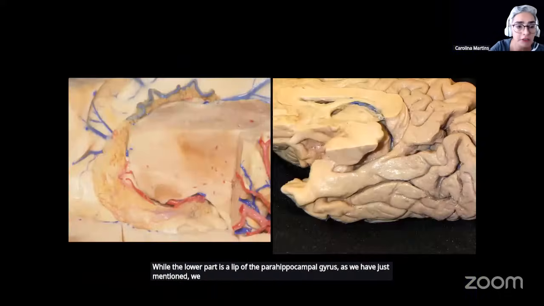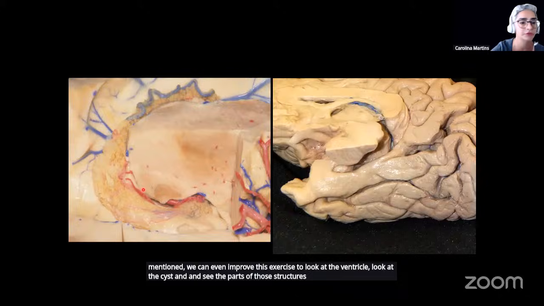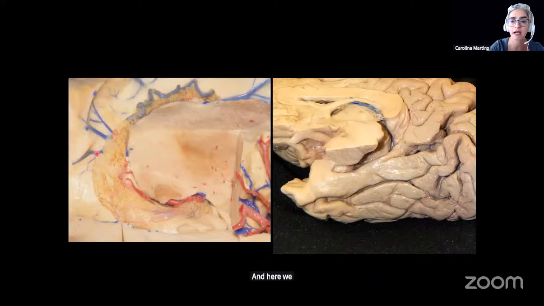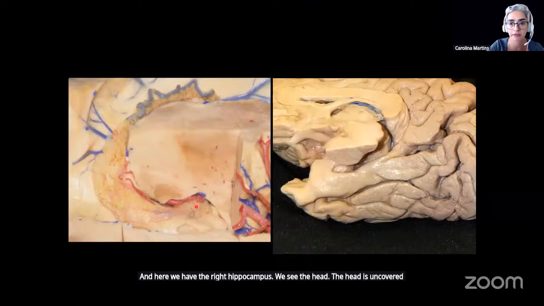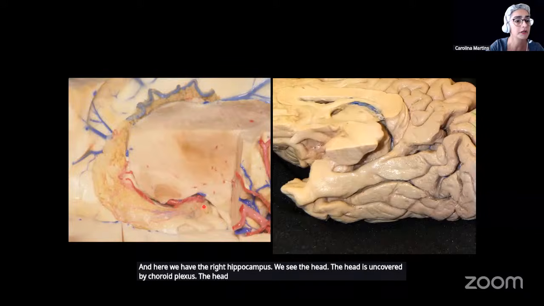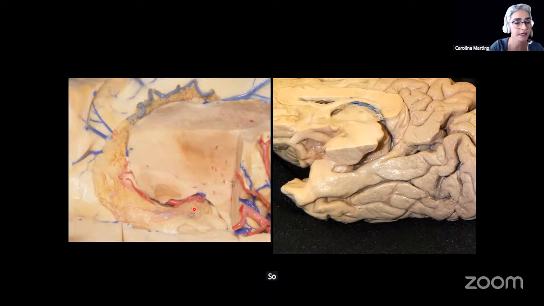We can even improve this exercise to look at the ventricle, look at the cyst, and see the parts of those structures. Very important if we are willing to resect them. And here we have the right hippocampus. We see the head. The head is uncovered by choroid plexus. The head is bald because the head of hippocampus ends at the inferior choroidal point. Remember the inferior choroidal point? So it ends there, and there is the point where the choroid plexus starts.